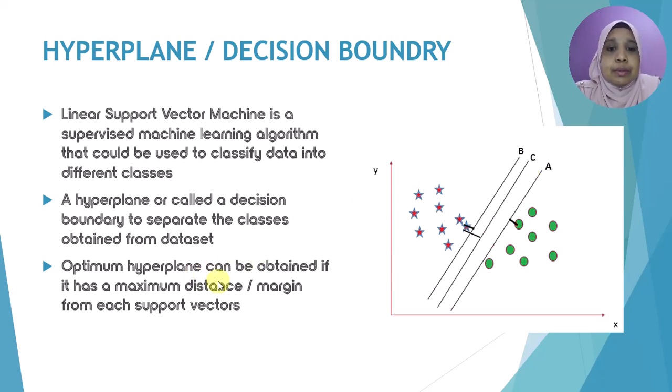So to obtain an optimum hyperplane, it needs to have a maximum distance from each support vector. The distance between a hyperplane and support vectors is known as margin. If we cannot draw a hyperplane to separate two classes, then we will use a nonlinear SVM. We can then use the kernel trick, or also called kernel function, to transform the nonlinear dimensional space to a higher dimensional space.